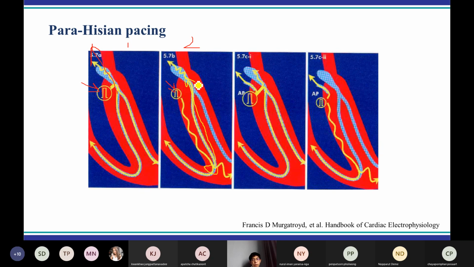This is the normal phenomenon of the patient's heart. If you put a high output enough to capture the His, the signal would be directly conducted from this area up into the AV node and atrium. But if you do not put the output high enough, it will have to travel along the myocardium, down into the end of the conduction system, and go back up into the AV node.